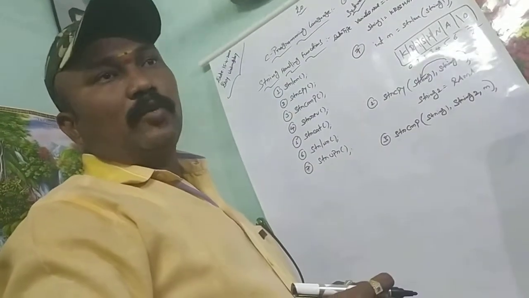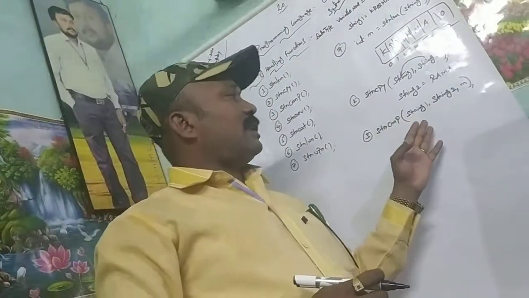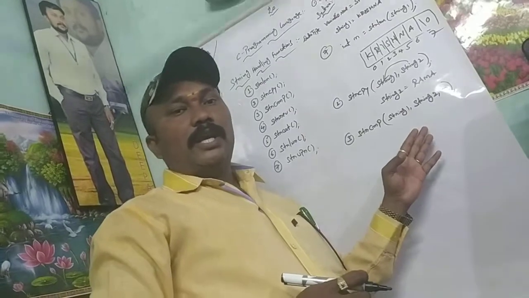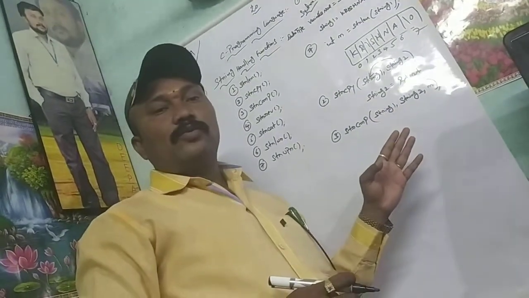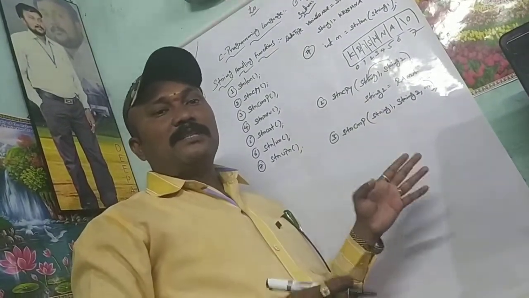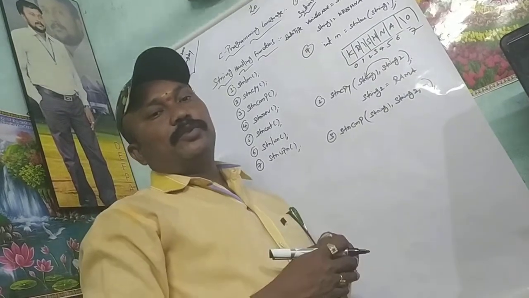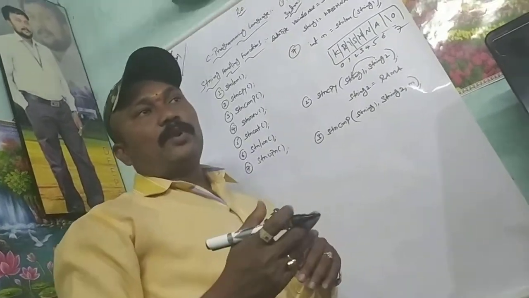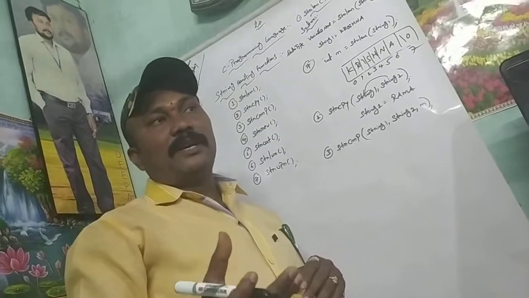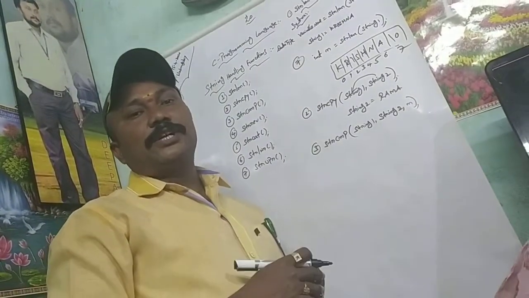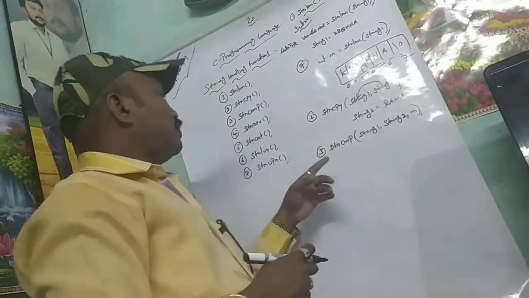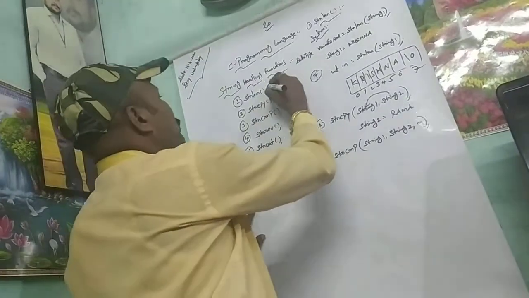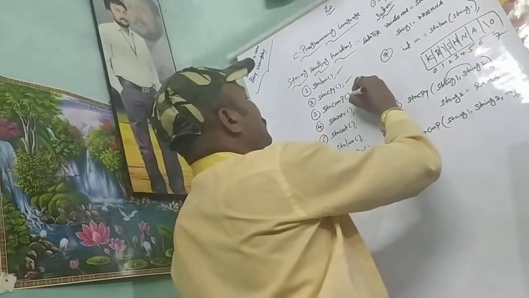Suppose string 1 is Rama, string 2 is Krishna. If you compare string 1 with string 2, and the ASCII value is less than 0, that means string 1 is less than string 2. Suppose the ASCII value is greater than 0, then what happened? String 1 is greater than string 2. That is string compare. Okay, my dear students, that is string length, string copy, string compare.